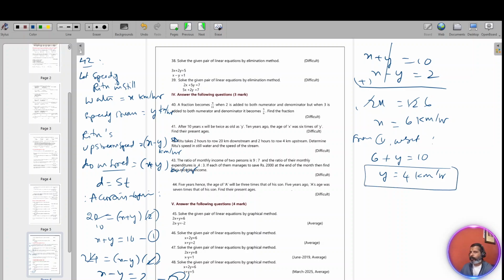Now we conclude the speeds. The speed of Ritu in still water, x we assumed, right? So 6 kilometers per hour. The speed of the stream cannot be in still water or flowing water. A stream is a stream, it's flowing only. Instead of Ritu, they may give a boat also here. Remember. So the speed of the stream, which we assumed as y kilometers per hour, we got 4, that is 4 kilometers per hour. Very important. This is a very important question.